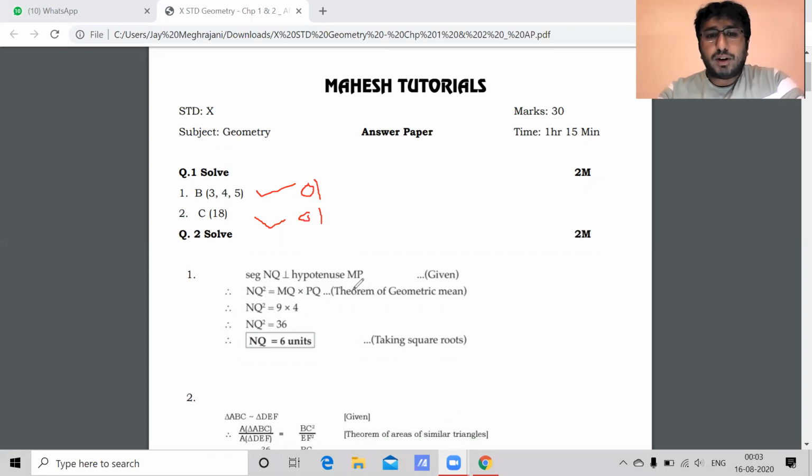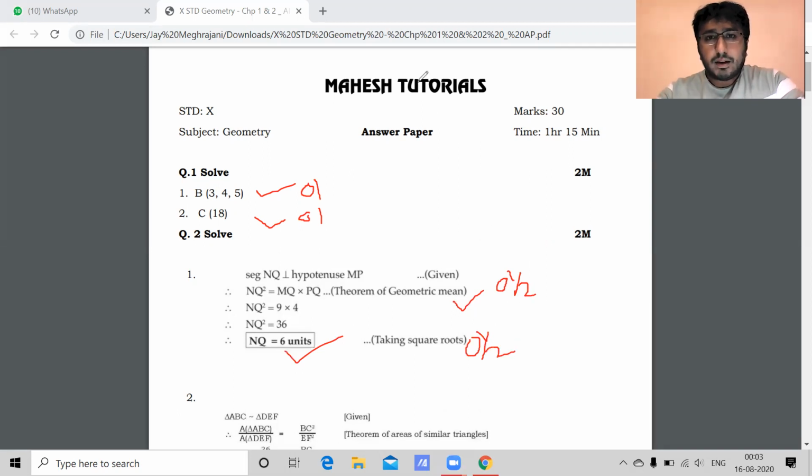So in the first step, if you have written in triangle MNP, measure angle MNP is equal to 90°. Segment NQ is perpendicular to hypotenuse MP. Therefore, NQ square is equal to MQ into PQ, and the reason will be geometric mean. If you have written correctly till here, you will be getting half marks. Okay. Then you need to substitute the value. NQ square is equal to 9 into 4. 9 into 4 gives you 36, and the square root of 36 will be 6 units. If your final answer is correct, you will be getting another half marks.